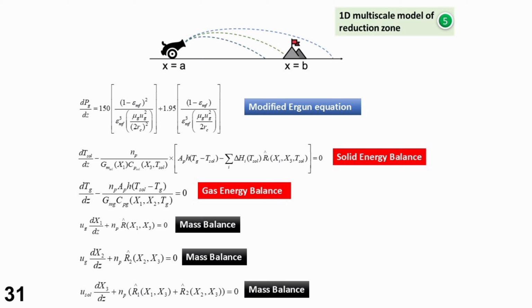We also use a modified Ergun equation. The Ergun equation is for fixed bed reactors, but a study modified it for moving bed reactors like a shaft furnace. We further improved this equation for our simulation.